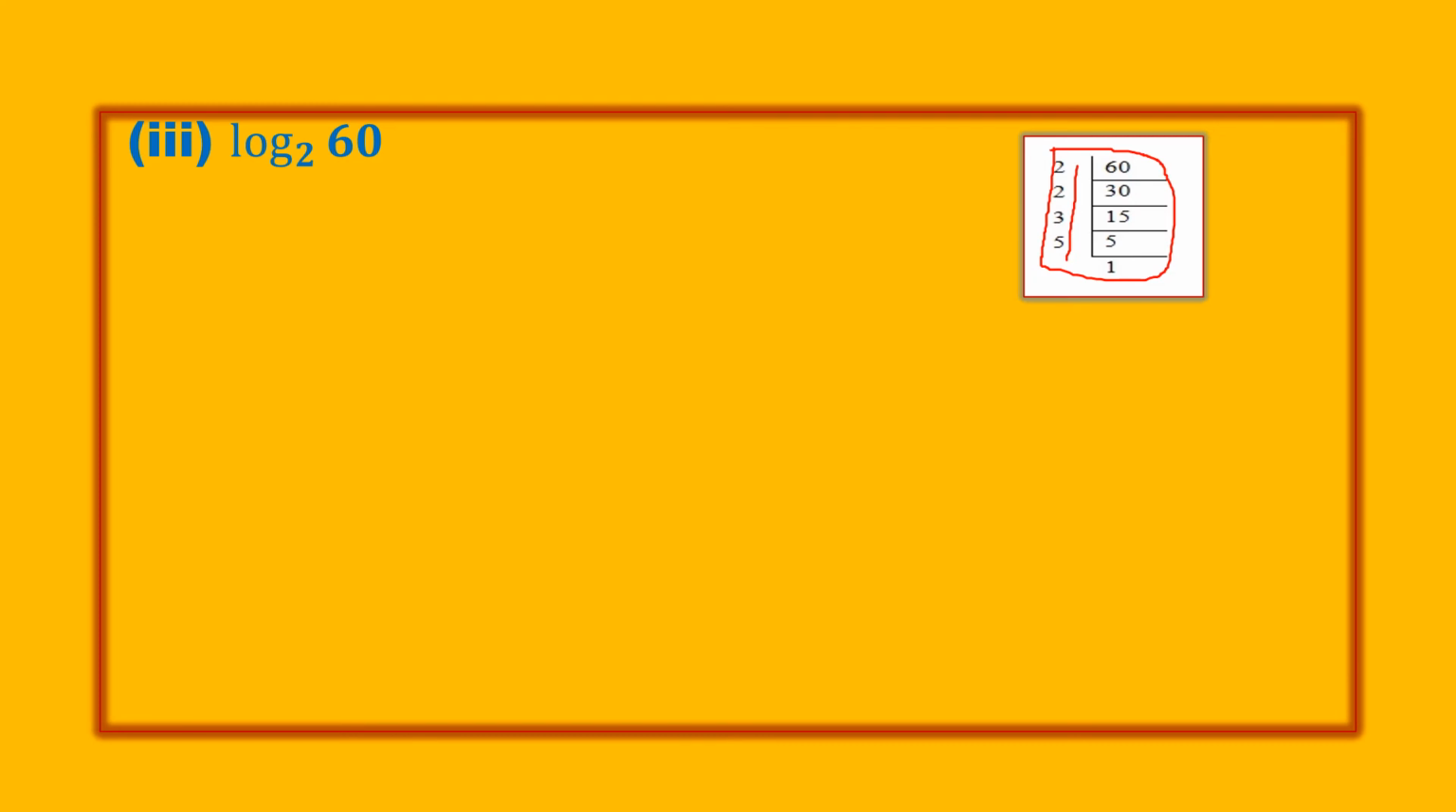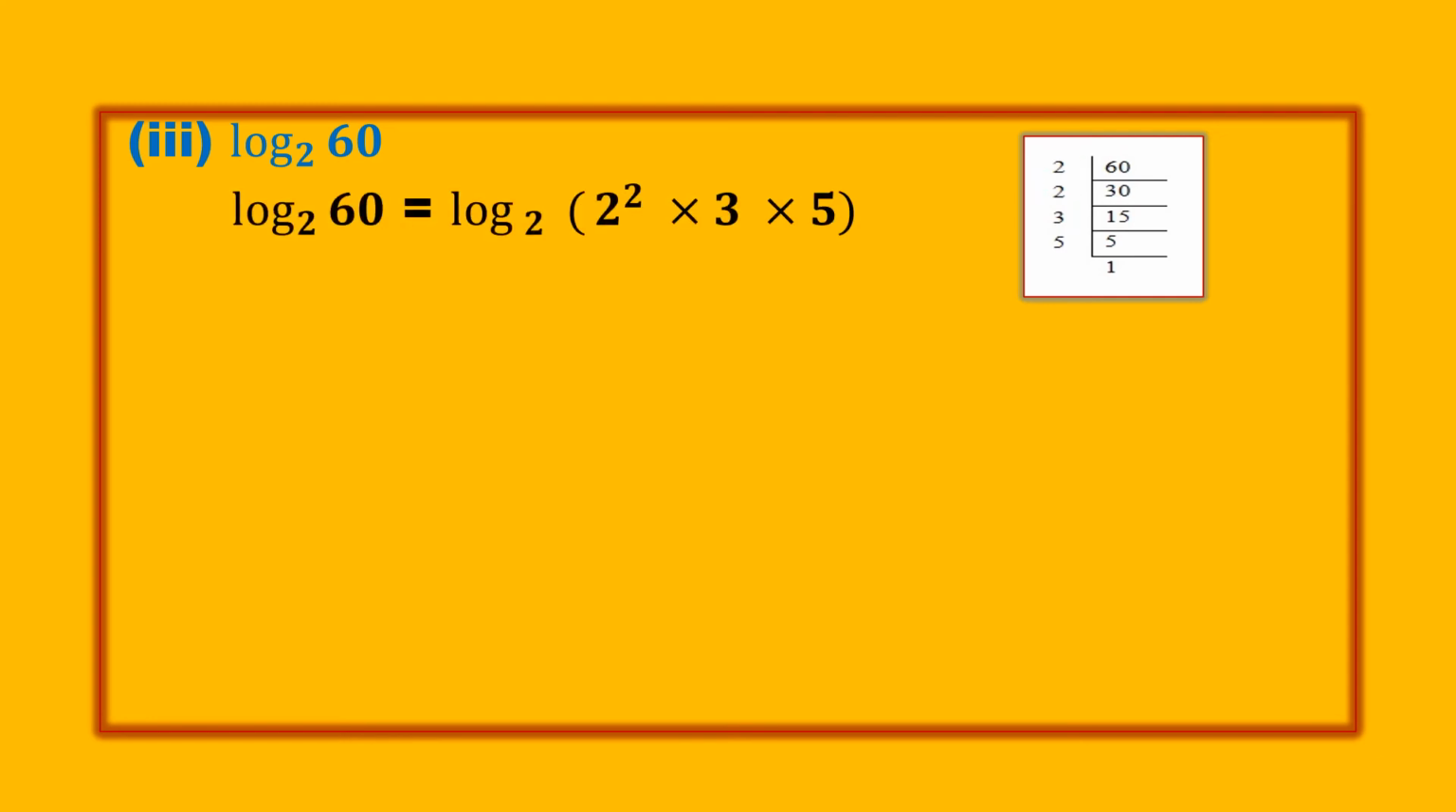Please don't confuse, don't bother about them. Okay, so now I can write this 60 in terms of 2 into 2 into 3 into 5. Okay, 2 into 2 I can write 2 square, right? So this log 60 base 2 can be written as log 2 square into 3 into 5.